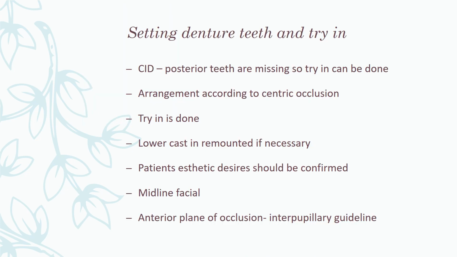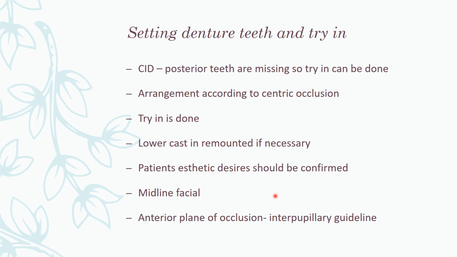Now, setting denture teeth and try-in. So in the conventional immediate denture, the posterior teeth are missing. So try-in can be done even. Yes. So in that case, try-in can be done. Because some teeth are still present, guys. Okay, so arrangement is according to the centric occlusion. Try-in is done, lower cast is remounted if required, guys. So whatever cast is required, it can be remounted.